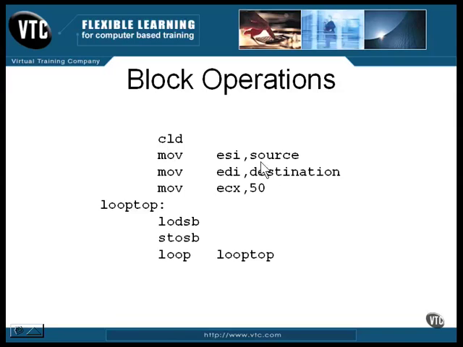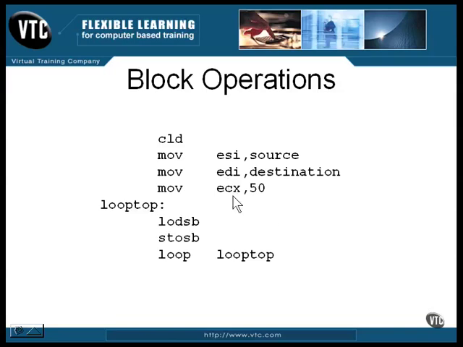The source of the first byte to be copied is loaded into the ESI register, the source register. The address of the first byte to receive data is placed into the EDI register, the destination register. Now to keep these straight, just remember that SI stands for source index and DI stands for destination index.